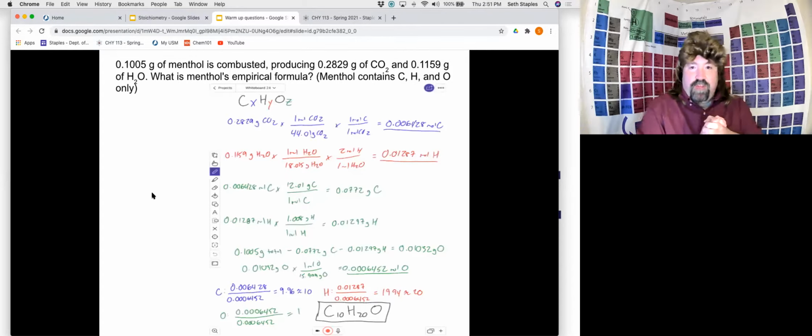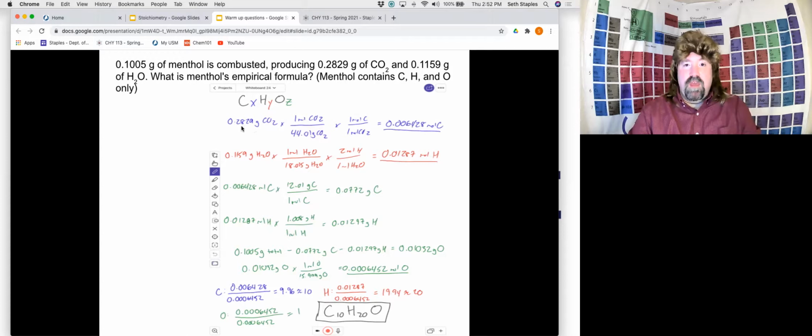This shows you all of my work that I did for this one. I came up with a final empirical formula of C10H20O. Let's take a quick look at what I did. For our general formula, we know it contains only carbon, hydrogen, and oxygen, so I just wrote out a general formula of CxHyOz. To find our empirical formula, we want to find x, y, and z.